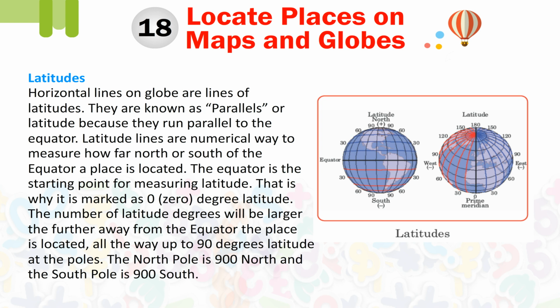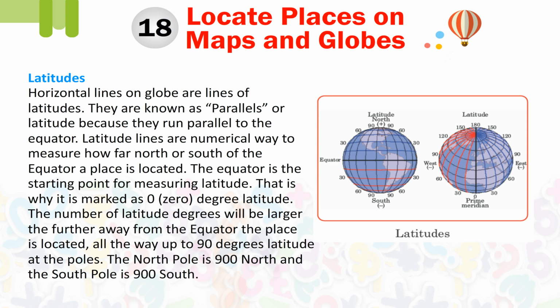Latitudes. Horizontal lines on a globe are lines of latitude. They are known as parallels of latitude because they run parallel to the equator. Latitude lines are a numerical way to measure how far north or south of the equator a place is located. The equator is the starting point for measuring latitude. That is why it is marked as 0-degree latitude.